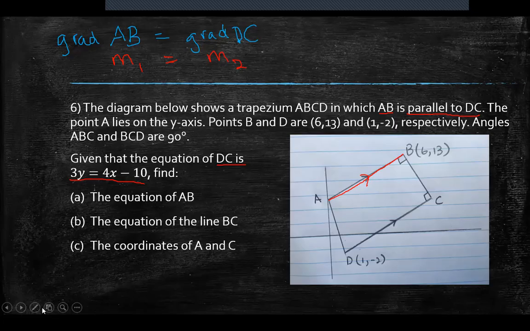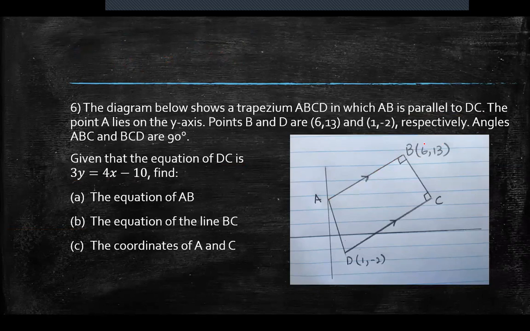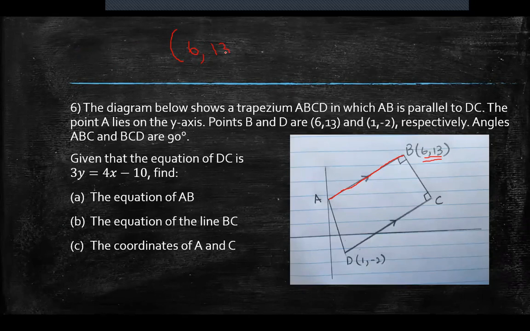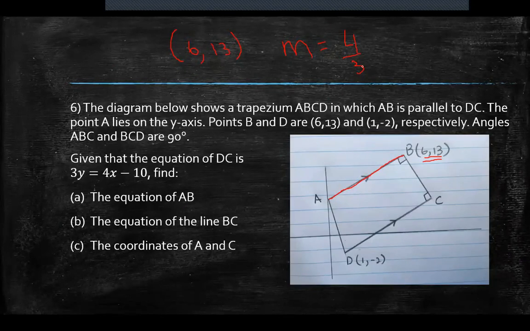Let me just show you one thing. According to this diagram, for the line AB, they already gave us a point. They told us that point B is (6, 13). That means we have a point, (6, 13), and we have the gradient. We just found out that the gradient of AB is 4 on 3. And we know how to find the equation of a line given a point and the gradient. Yes or no?